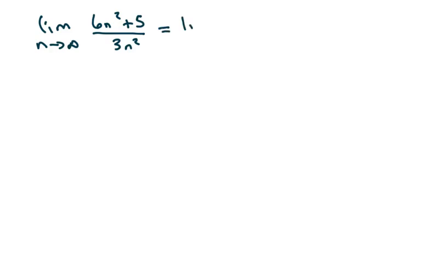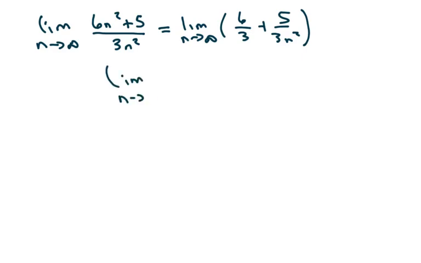Okay, the next one we have is the limit of 6n squared plus 5 over 3n squared. And we're going to put 3n squared under each piece. And we're finding the limit as n goes to infinity. So if I rewrite this and break it up, we're going to get 6 over 3 plus 5 over 3n squared. Then I'm going to further break it out as the limit as n approaches infinity of 6 over 3, which is 2, plus the limit as n approaches infinity of 5 over 3n squared.